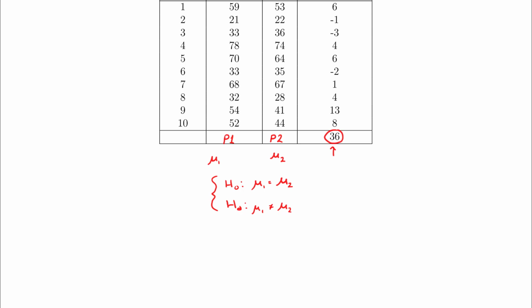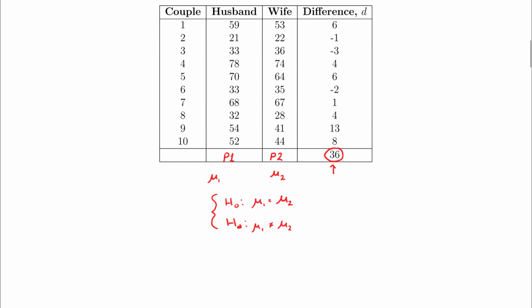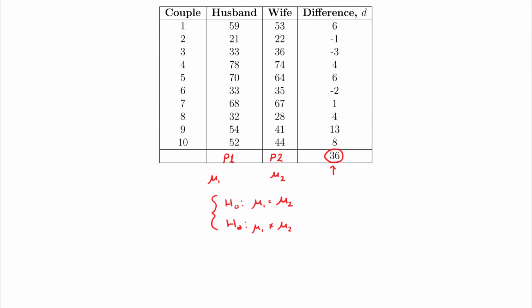So then for part C, we were asked to just discuss what we would do with respect to the hypothesis test. And you can see, like I pointed out here, the last column indicates the differences between their ages. So we've subtracted the age of the wife from the age of the husband. That's why when you see these negative values, 21 minus 22 is negative 1, 33 minus 36 is negative 3, 54 minus 41 is 13. So we're subtracting the age of the wife from the age of the husband consistently down the list.